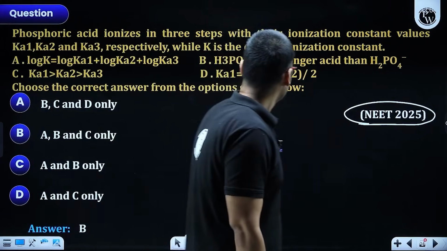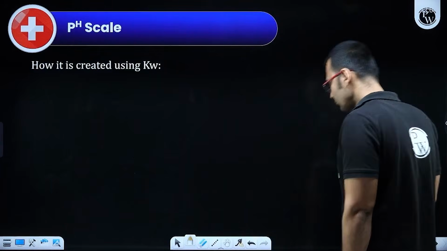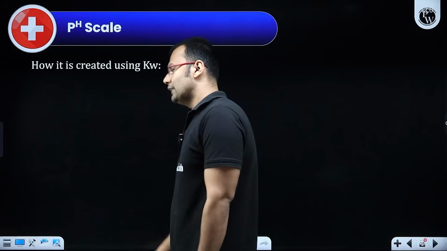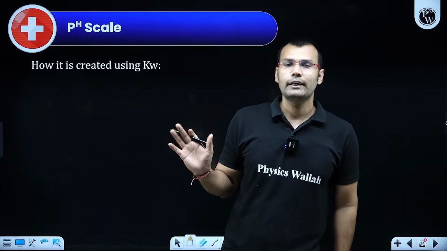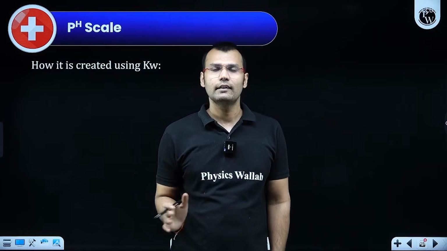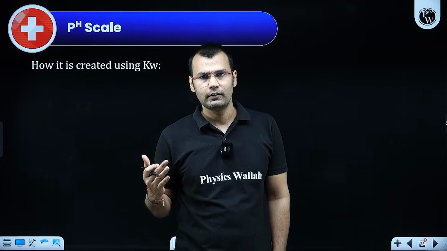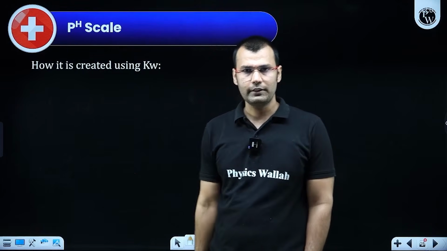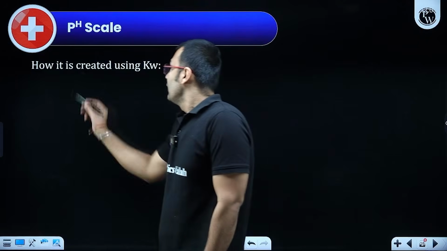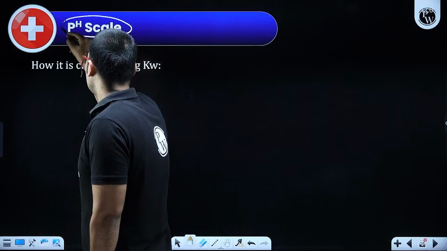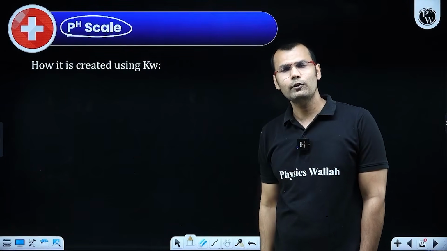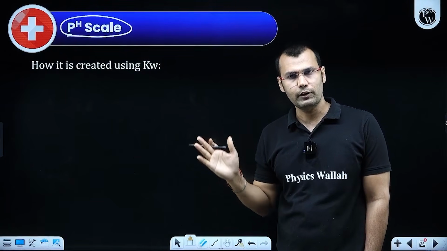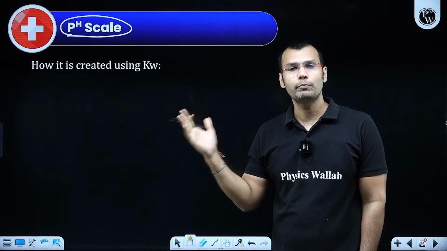Now, moving ahead, let's talk about the major part of the chapter. You know very well that almost 50% of the topics in the chapter are regarding pH calculation. So we will talk about pH calculation, but first, I hope you know about the pH scale from your class 10th itself, right? The pH scale tells you about the acidic or basic nature of a solution by the calculation of pH value.